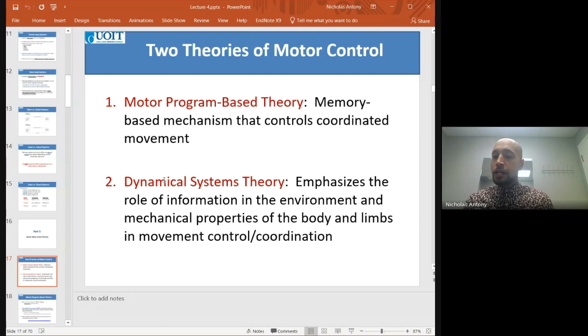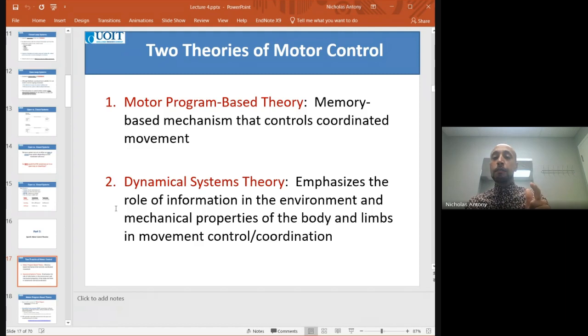Dynamical systems. It evolved from, what was the class with Megan Lloyd, modal learning? You guys ever heard of self-organization? I think there's a unit, yeah. So that's that theory. It came from that. The dynamical systems theory emphasizes the role of information in the environment and the mechanical properties of the body and limbs. Oh, you're in it. Okay, so Marco's in it. So you're going to learn about this.